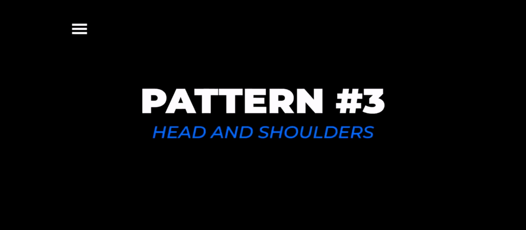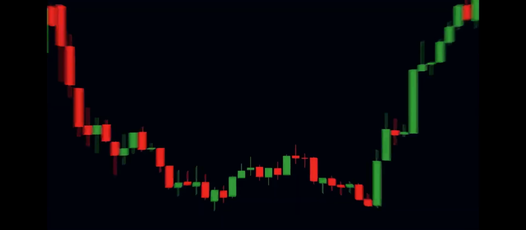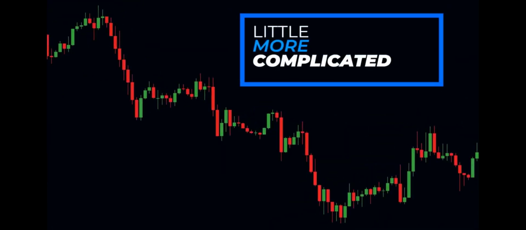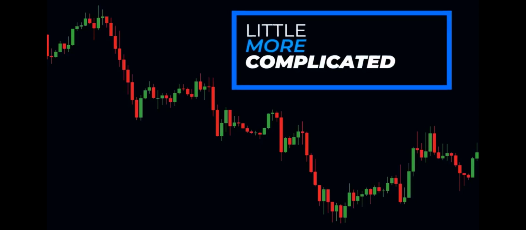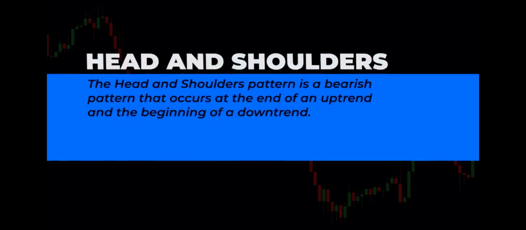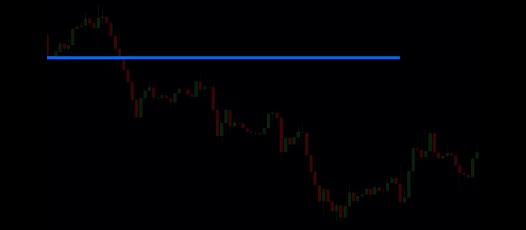Now let's look at the head and shoulder pattern. I want you to pay attention to this section of the video because these patterns are a little more complicated than the double top and double bottom patterns. The head and shoulders pattern is a bearish pattern that occurs at the end of an uptrend and at the beginning of a downtrend. Here is a simple illustration of the pattern.